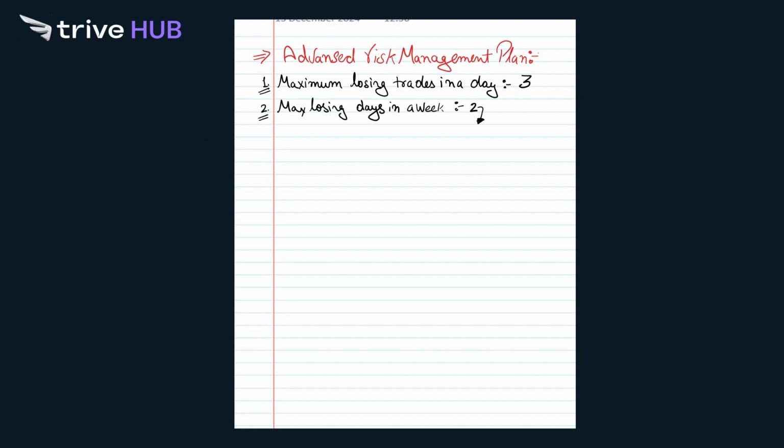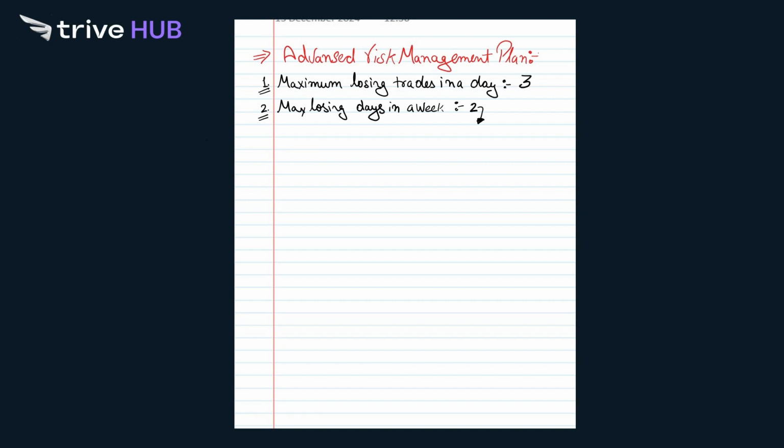Similarly, how many consecutive losing days in a week, meaning back to back? If you are losing for 2 days, then what you will do is close your trading terminal, and you will identify what your problem is.